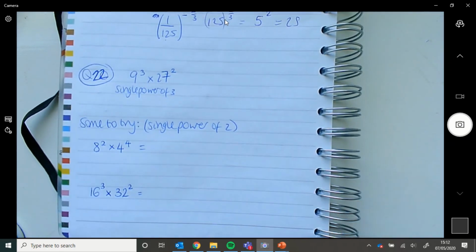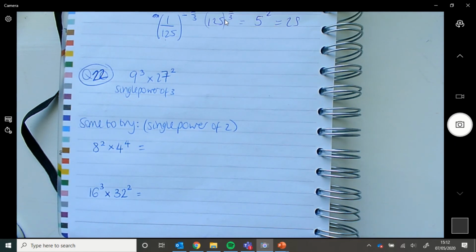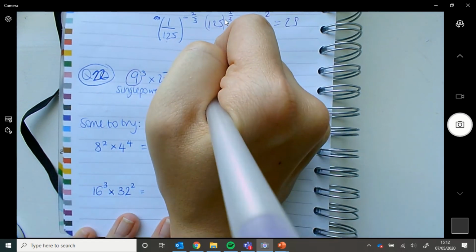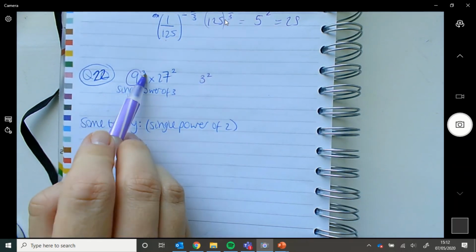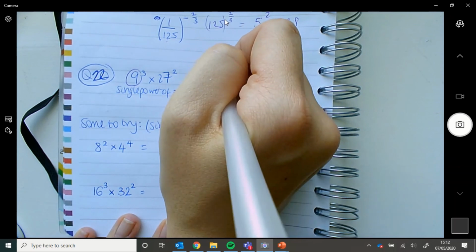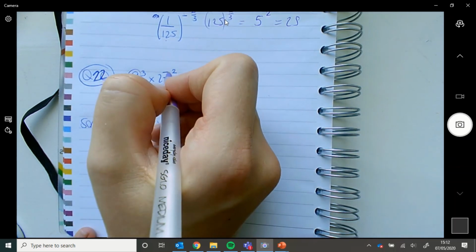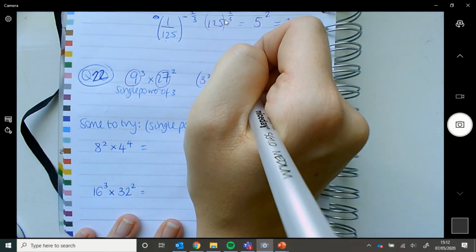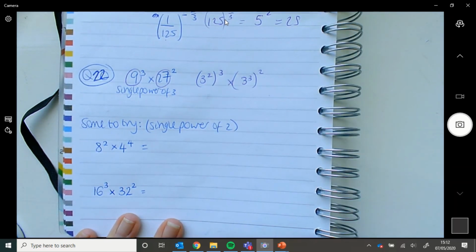Final one, which I think is actually probably the trickiest question on the whole assessment, is writing something which is not in powers of 3 into a power of 3. First thing I notice is that 9 is the same as 3 squared, and I've still got that to the power of 3, so I'm going to write that in brackets with a little 3 above it. 27 is 3 cubed, so I'm going to write 3 cubed, and again I'm going to put it in brackets and I'm going to put the little squared above it.